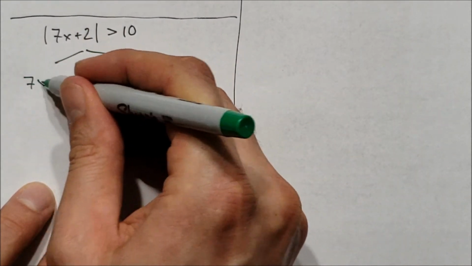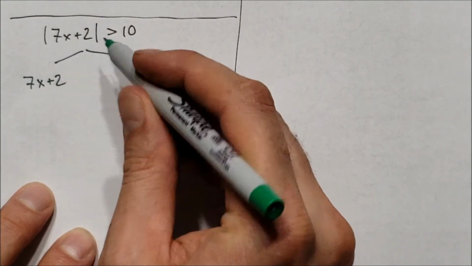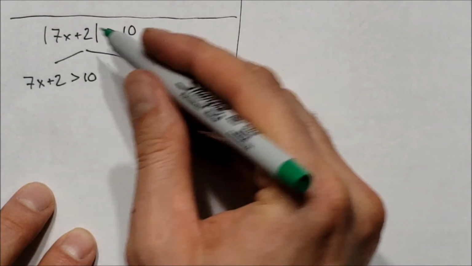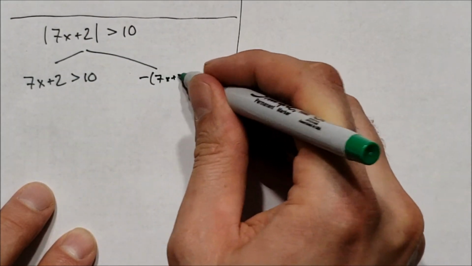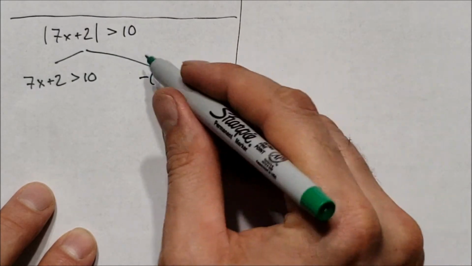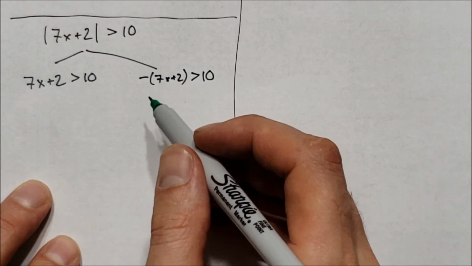So we have the positive side, 7x plus 2. Everything in here, the whole thing is positive, is greater than 10. And the negative side, where this whole thing could be negative: negative 7x plus 2, or the opposite of the argument, is greater than 10. We want to look at both cases.